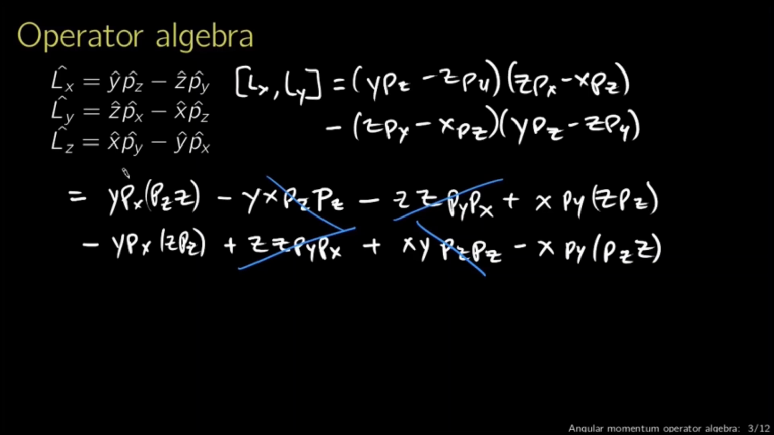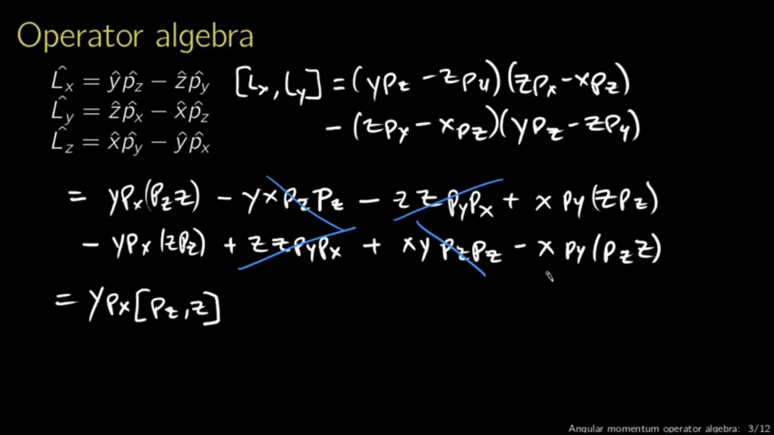Another thing to notice here is that I have y px on the left. These two terms both have y px on the left, and on the right, I have things that don't commute, pz z and z pz. So this term here, I'll write it in black, I can combine these together. I'm going to have a y px, and then a pz z minus a z pz. And you know what that is. That's the commutator of pz and z, the operators.